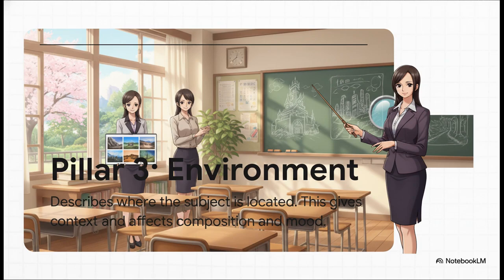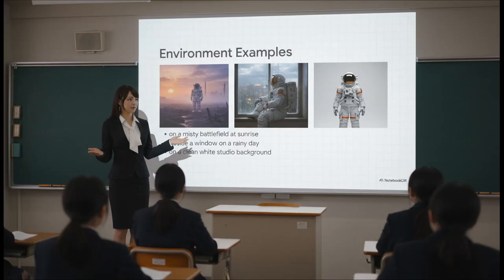I mean, your subject doesn't just exist in a white void, right? Putting it in a scene gives it context, it totally changes the mood, and it helps the AI create a much more interesting picture. And your environment can be super complex and atmospheric, like a misty battlefield at sunrise. Or it can be really simple and clean, like on a clean white studio background if you're doing a product shot. Both are incredibly powerful instructions.